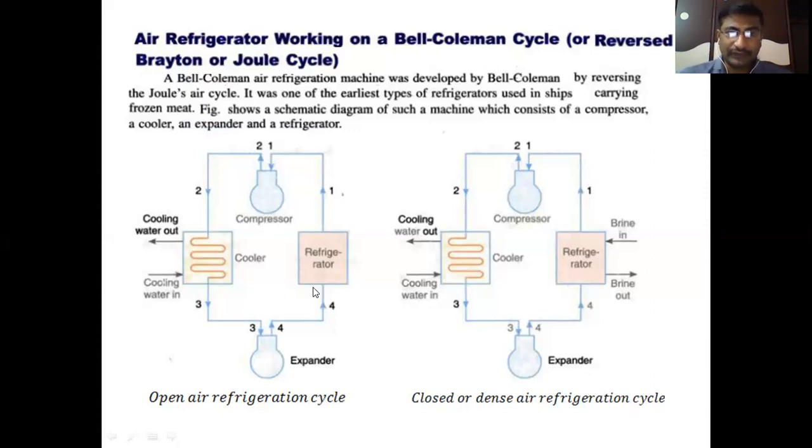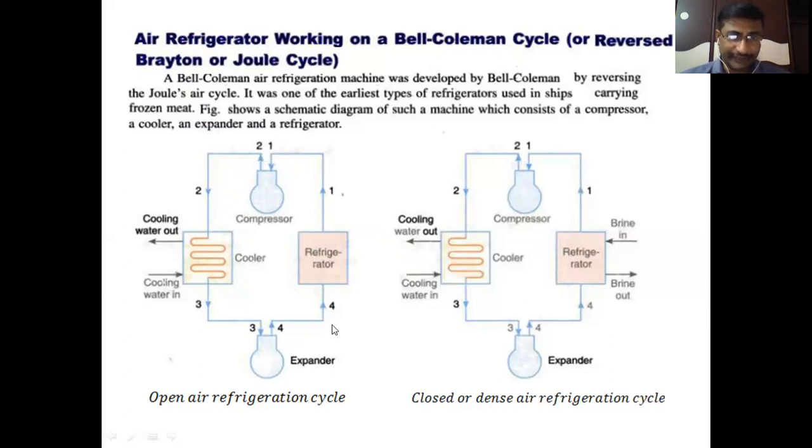It consists of four main components, either open cycle or closed cycle: the compressor, a cooler. This is the compressor. This is the cooler, air cooler, an expander. This is the expander for the expansion process, and a refrigerator. This is the refrigerator or heat exchanger to absorb the heat from the required space or required secondary refrigerant.